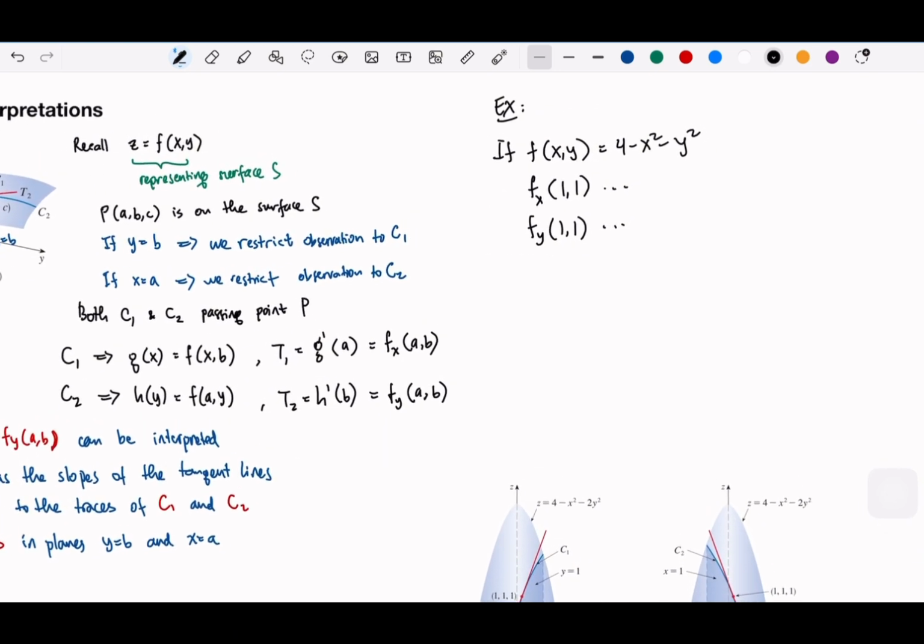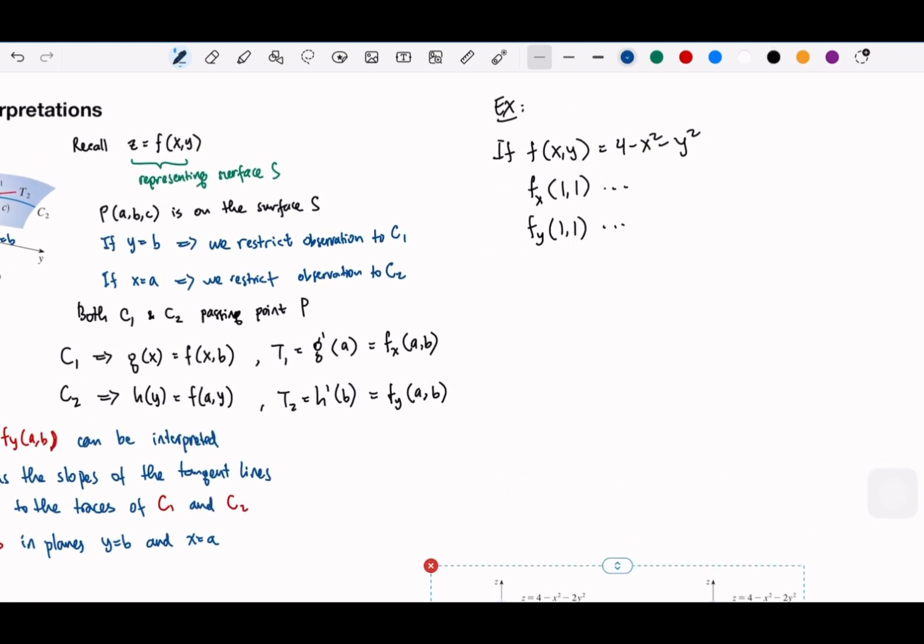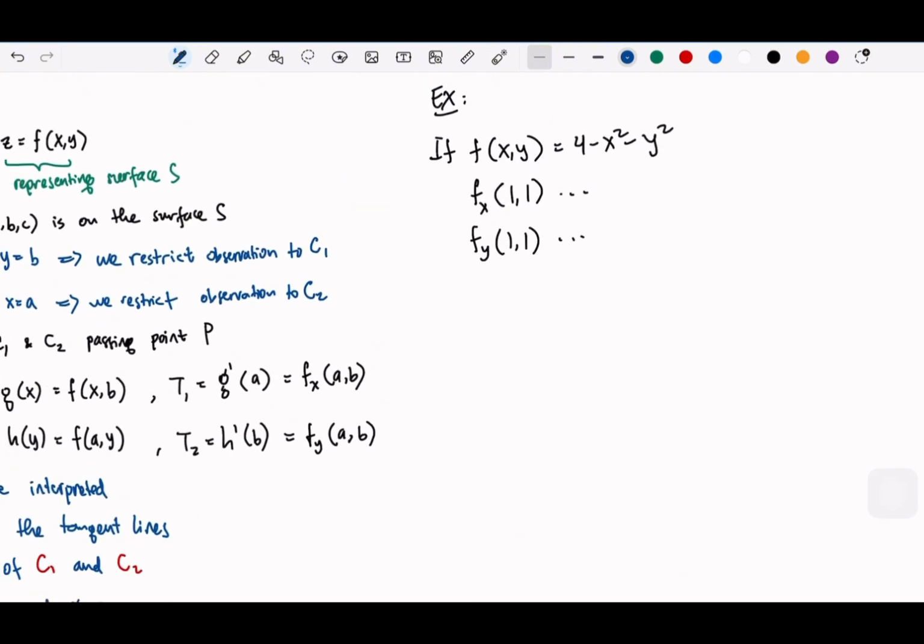Okay, so remember, in partial derivative, this will be negative 2x, and partial y will be negative 2y. Oh wait, wrong function, not complete. So 2y squared, right? Now this will be negative 4y, and plug in (1, 1), plug in (1, 1). This will be just negative 2, this will be negative 4. And what does this mean?